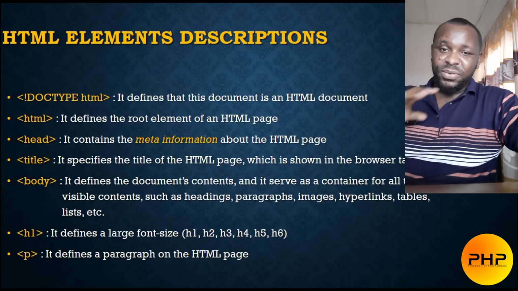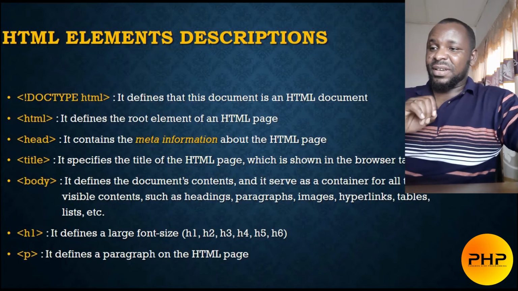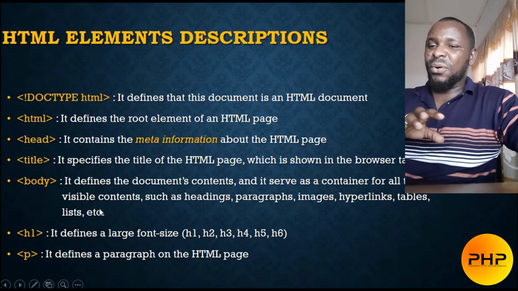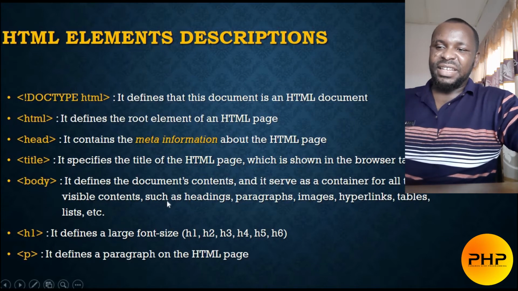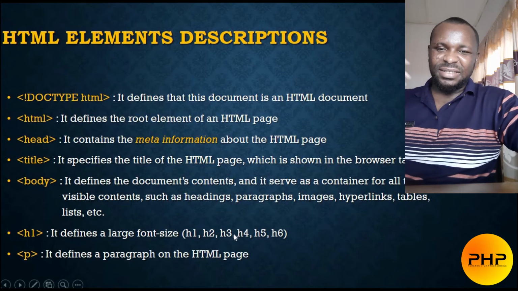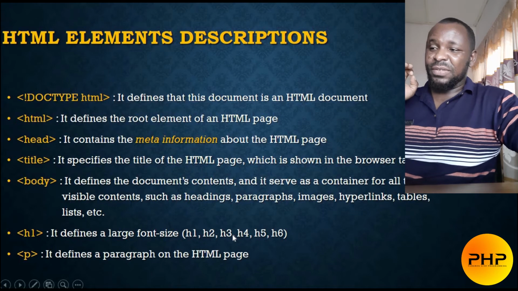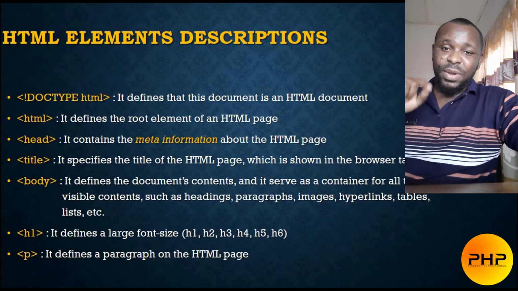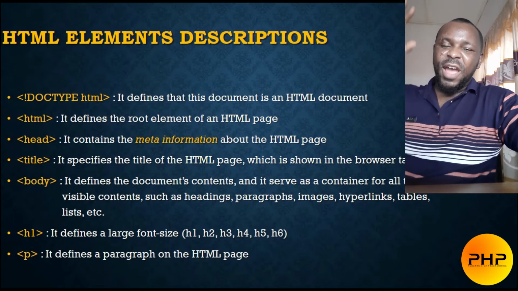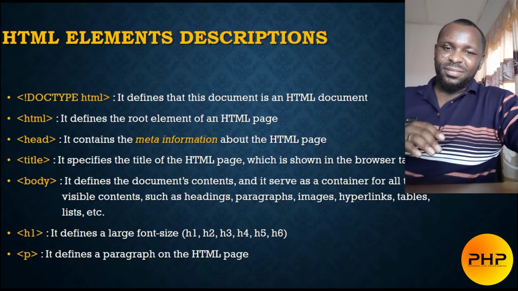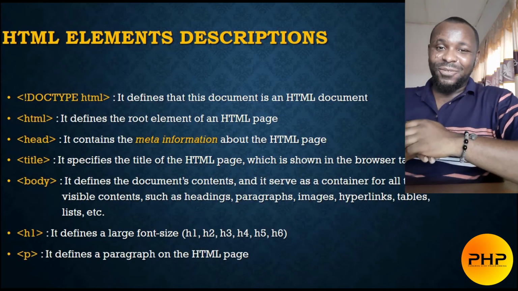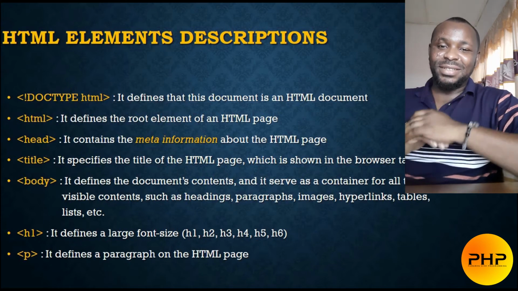Right? All the content. It defines it there. Then we have, it serves as a container for all the visible content, such as headings, paragraphs, images, hyperlinks, tables, lists, etc. So if you recall, in the website that you created in the previous video using Mobilize, everything that you saw, everything you dragged and dropped, were all the contents of the website. Do you get it?